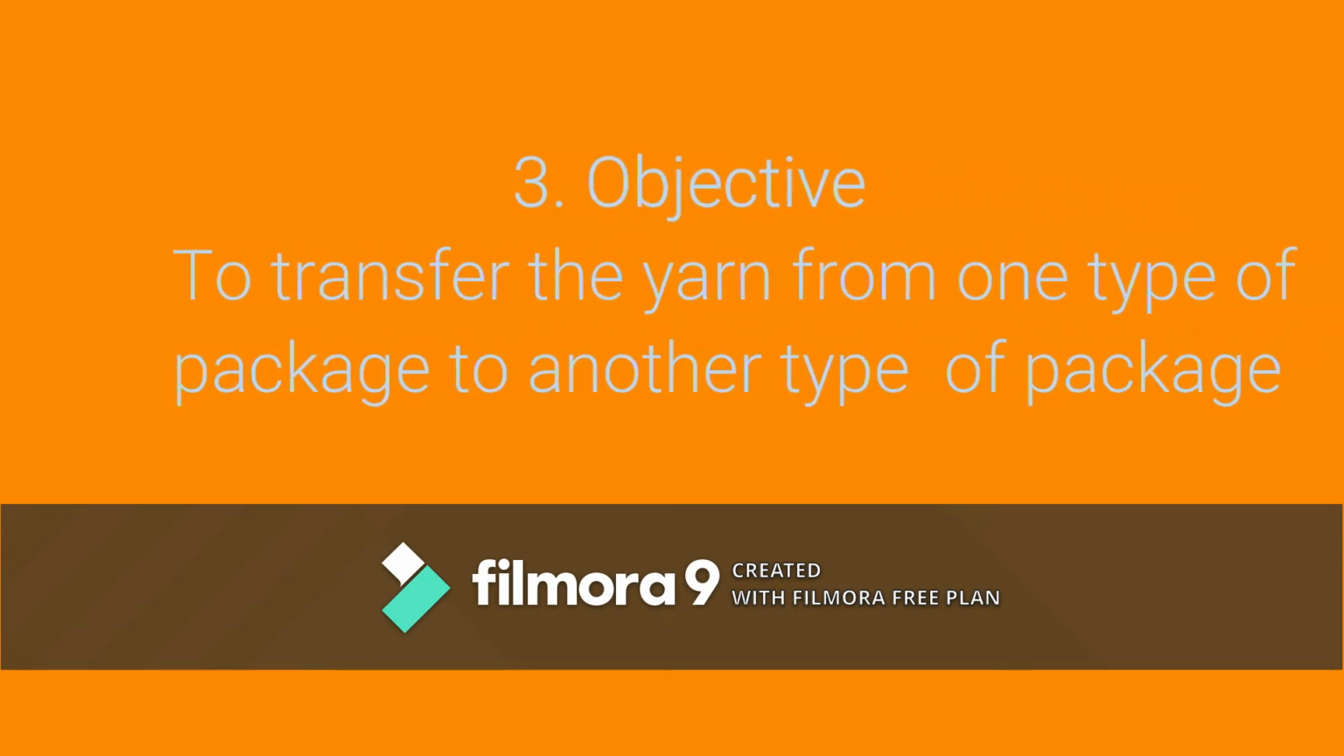which is to transfer yarn or thread from one type of package to another type of package suitable for a specific end use. The process is called rewinding. It is an important process in fabric manufacturing, and hence it is the first department in a weaving unit. So let us see different purposes or applications of the rewinding process.